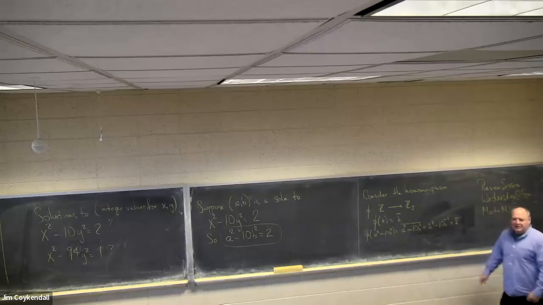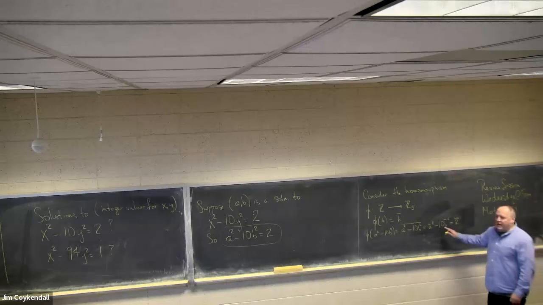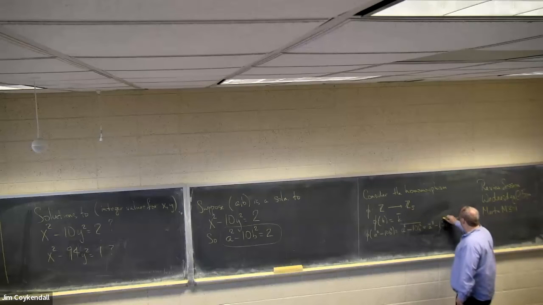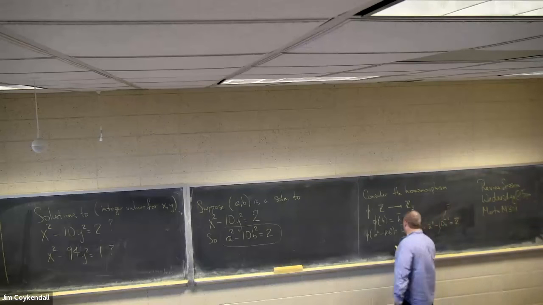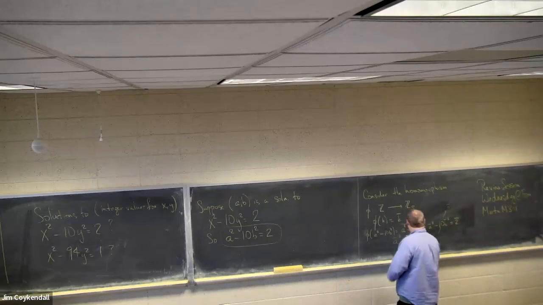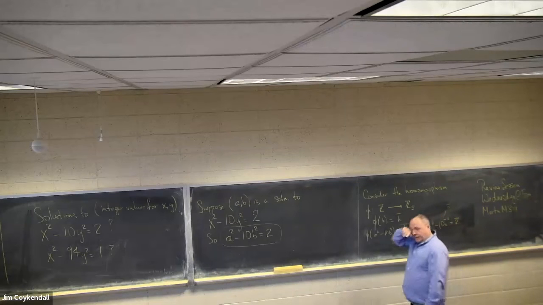What happens when we take 10 times anything in Z mod 5? This is 0, right? Because in fact, the ring here has characteristic 5. In fact, it's a field. So this thing is 0-bar. And so what I get is a-bar squared is equal to 2-bar. Everybody agree with that? Yep.